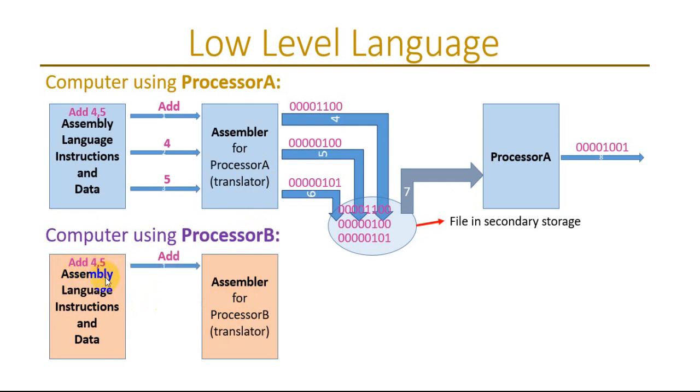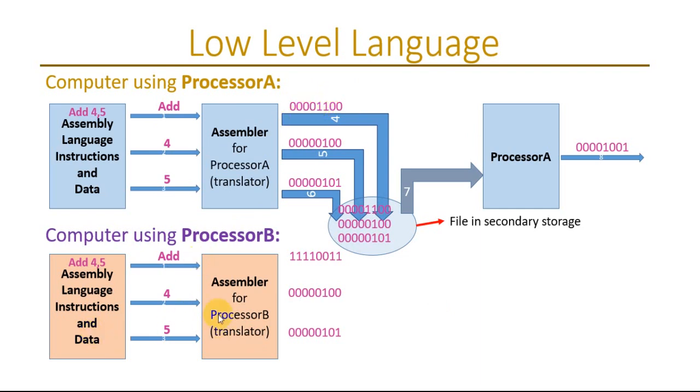So again, the assembler will take 4, add, then 4 and 5. Now this assembler will translate the add to 110, because that is what the B processor will understand as add, whereas processor A will translate the add as 000110, because that is what is understood by this processor as add. So that is why it's machine dependent, or processor dependent.